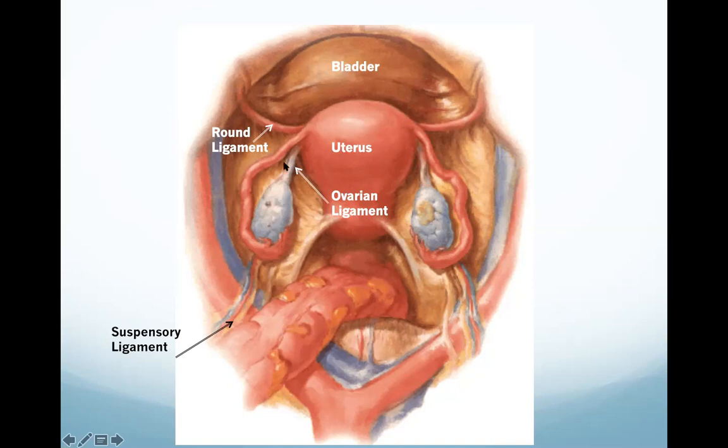So connecting the ovary to the uterus, there's my ovarian ligament on either side. And then I have the ovarian artery and vein. So these would be the gonadal vessels that we call the suspensory ligament.